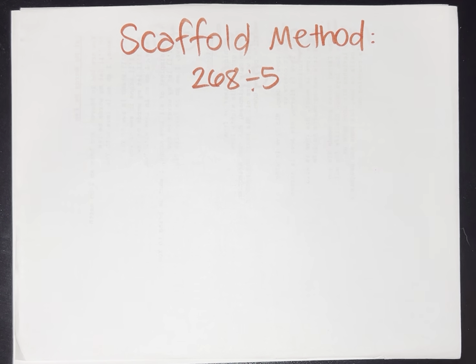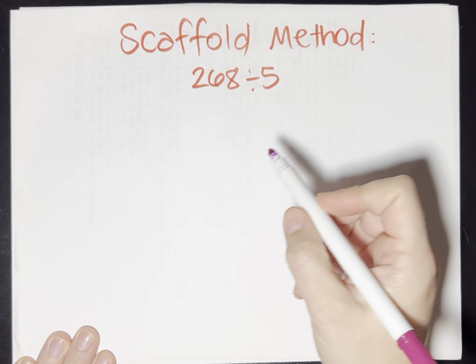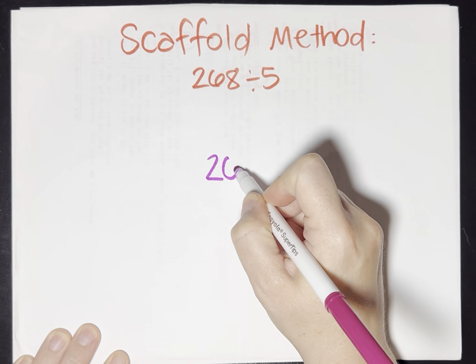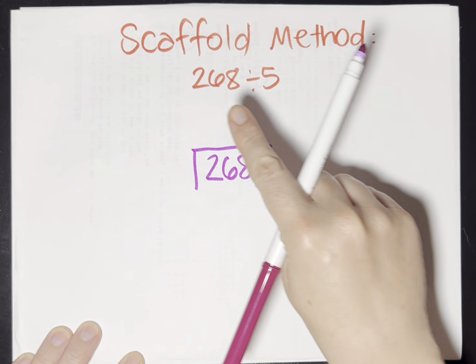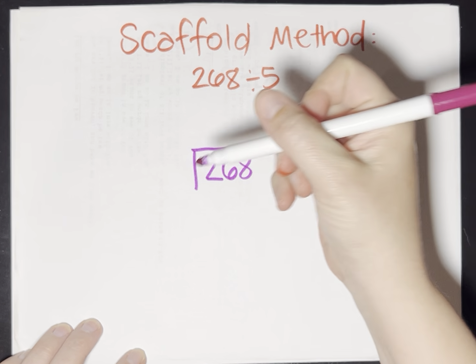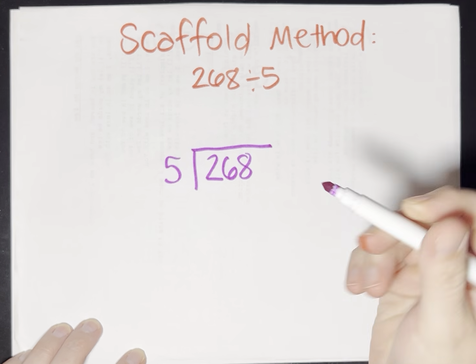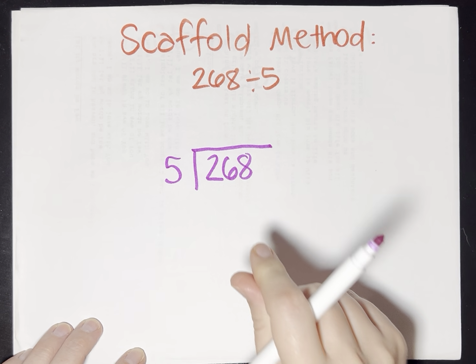So what do I do? I start with putting the number I'm trying to divide underneath the division symbol. So 268, and I draw the division symbol. And then the divisor, the number I'm trying to divide by, goes on the outside. So I have the 268 under the symbol, the 5 on the outside of the symbol.